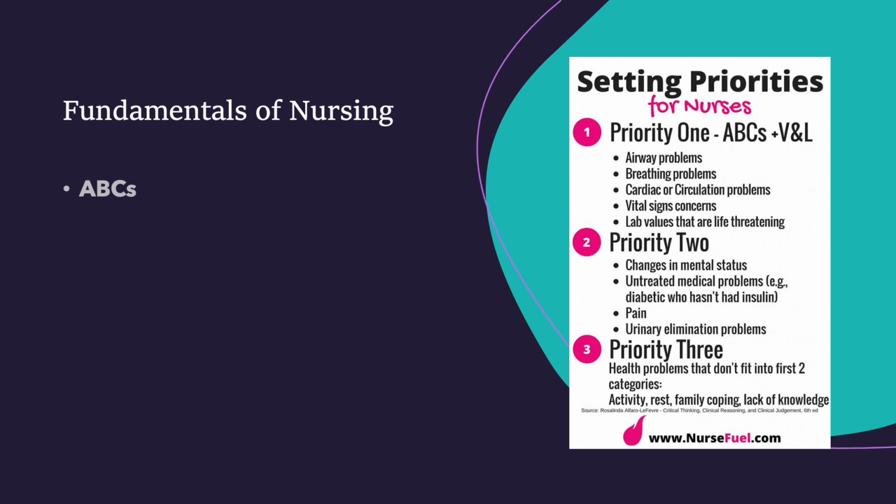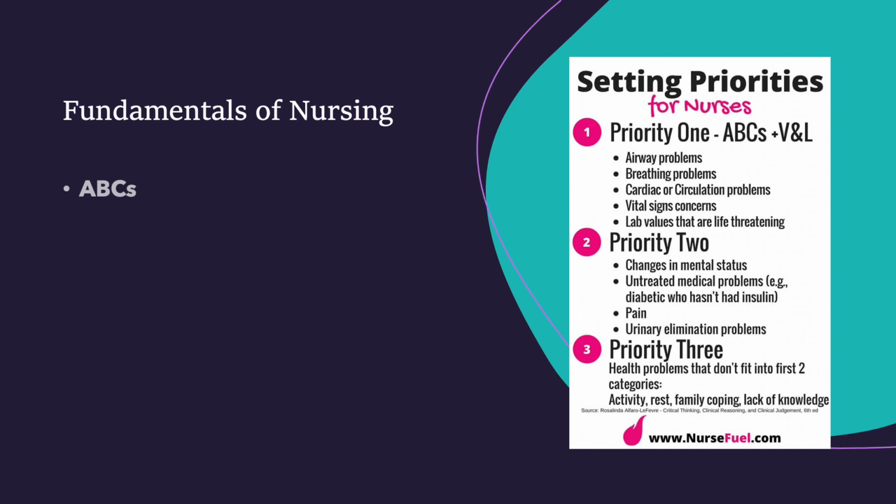Your second priority comes into as your what? Changes in mental status, untreated problems such as a diabetic who hasn't had their insulin, pain, urinary elimination problems, right? Side note, a patient not urinating, that is a serious matter. That is a priority. And I'm here to tell you, if airway, breathing, and circulation and all that stuff in priority number one is not an answer choice, I guarantee you, if that patient is not eliminating and voiding, and they're supposed to be voiding, that is a priority that you need to pay attention to.